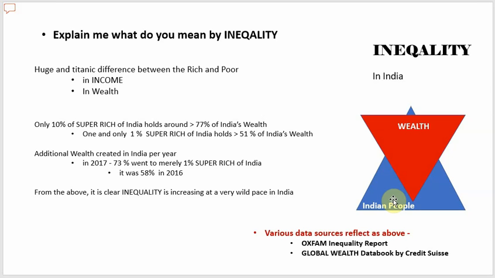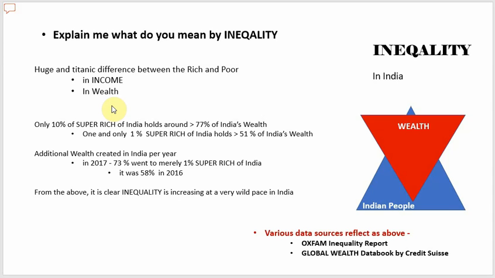In this slide, as you see, we're talking about inequalities in our society, inequalities in income and inequality in our wealth. And the fact is that only the top 10% super rich of India hold more than 77% of India's wealth. And just the top 1% super rich of India hold more than 51% of India's wealth. And what about income, the additional wealth created in India per year? In 2017, 73% of that went merely to the 1% super rich of India.